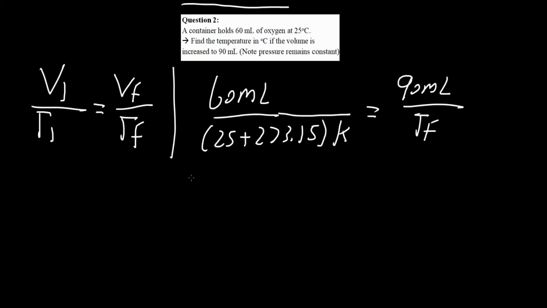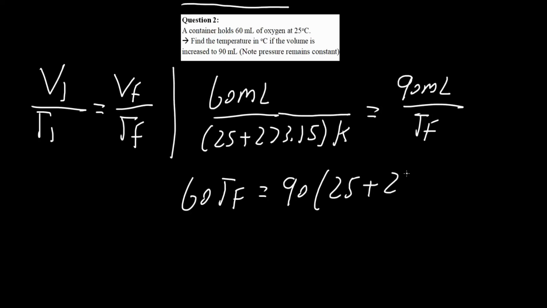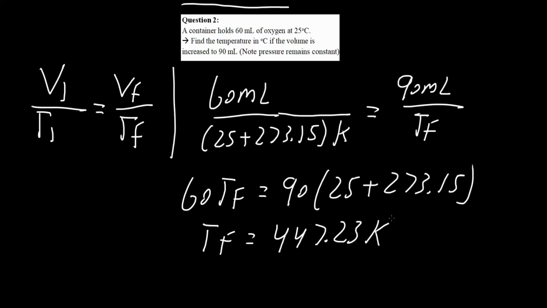So we can say that 60 TF is equal to 90 times this. So 90 times 25 plus 273.15. Divide by 60, divide by 60. So TF is equal to 447.23 Kelvin. And let's just check to see that this makes sense. So this is milliliters, this is Kelvin, this is milliliters, so this should be Kelvin. So it does make sense.